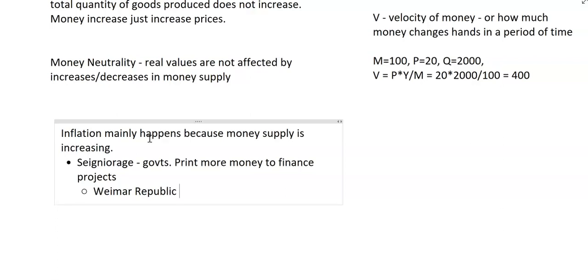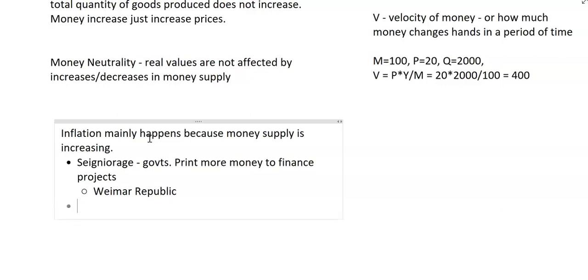In recent times, we saw that during the pandemic the US government printed more money and gave people money so that they could buy goods and services. People who were unemployed could buy goods and services. That increased the money supply to a very large extent, which then led to an increase in inflation. There are also many other examples. Hungary had hyperinflation, so did Zimbabwe.